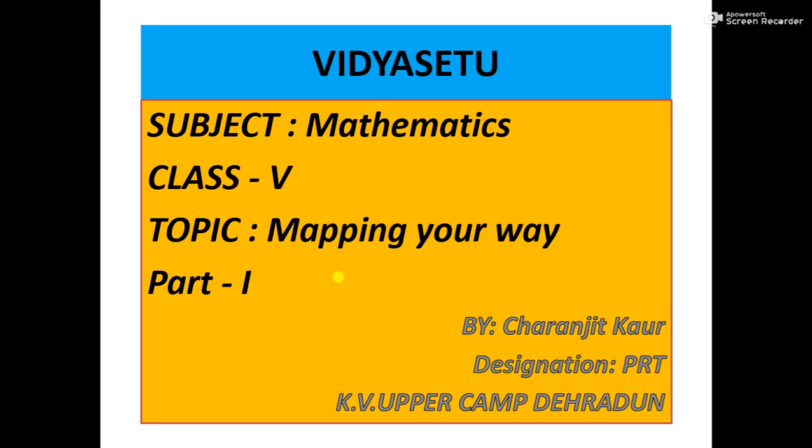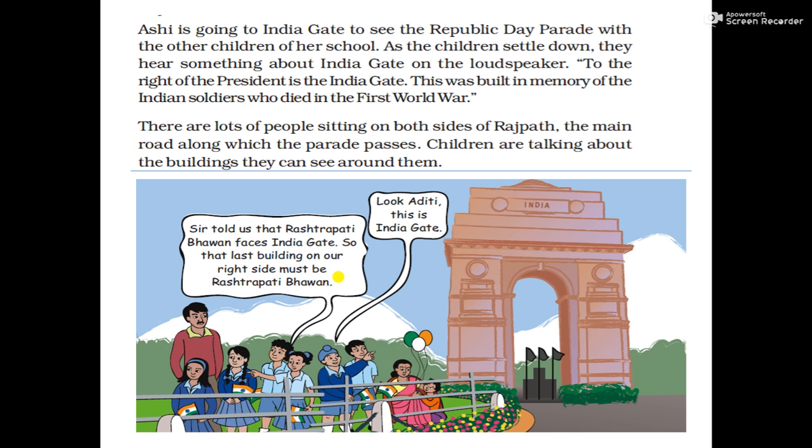Hello children, today we are going to start a new chapter, Mapping Your Way. Ashi is going to India Gate to see the Republic Day parade with the other children of her school. As the children settle down, they hear something about India Gate on the loudspeaker.